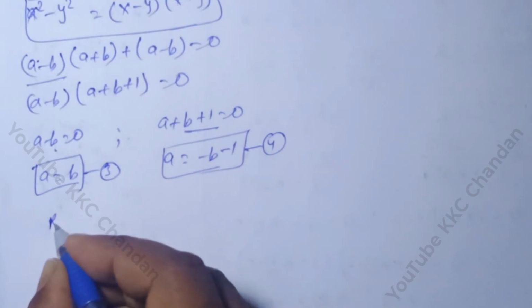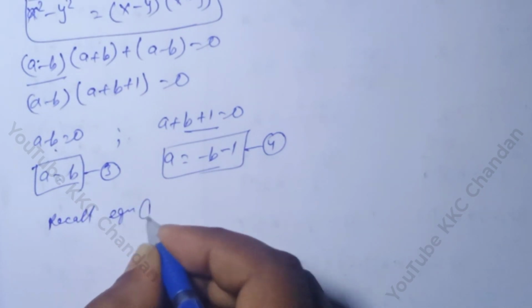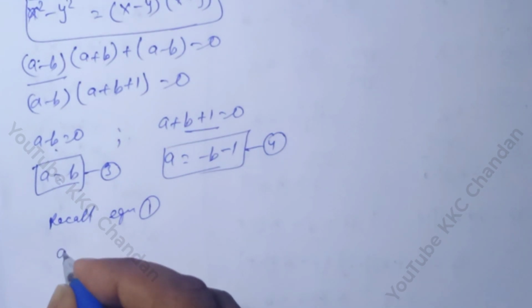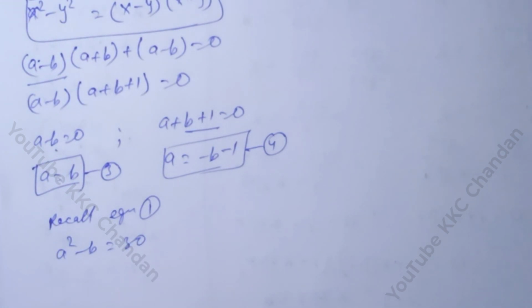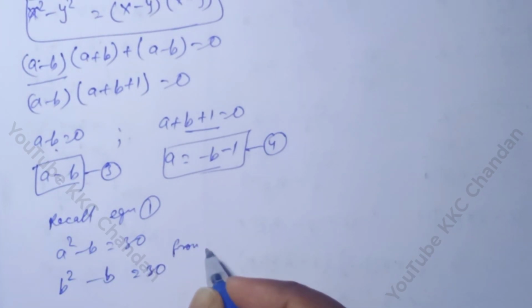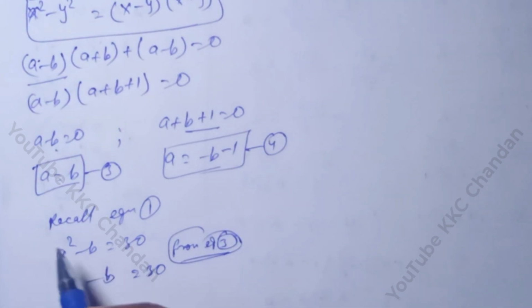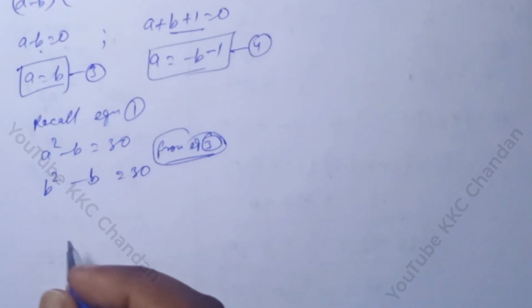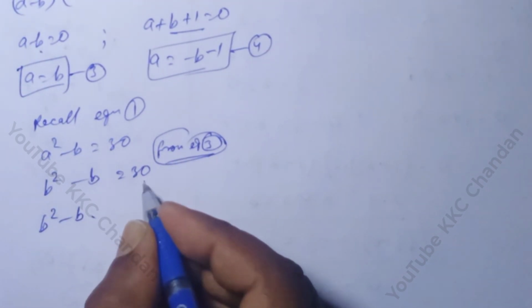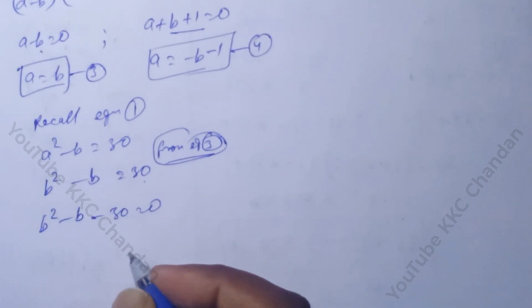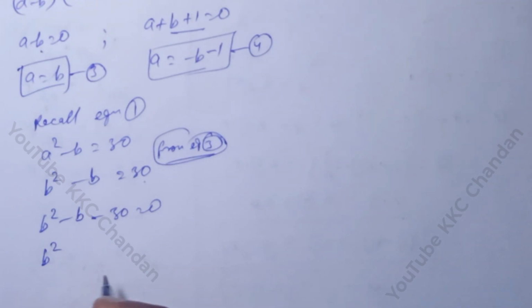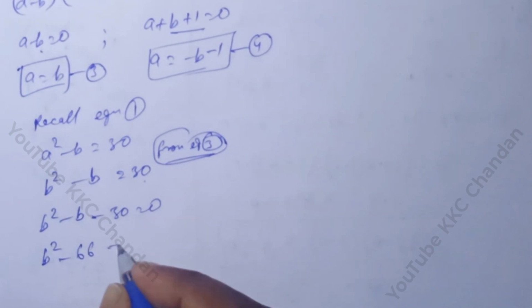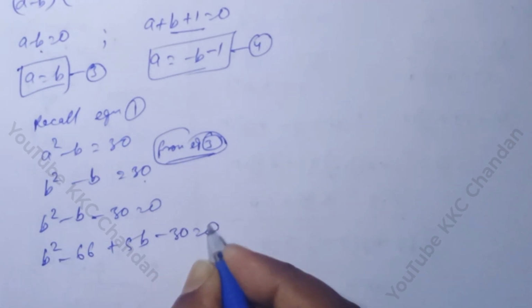Recall equation number 1: a square minus b is equal to 30. From equation number 3, a is equal to b. So b square minus b is equal to 30. Therefore b square minus b minus 30 is equal to 0. Split the middle term: b square minus 6b plus 5b minus 30 is equal to 0.